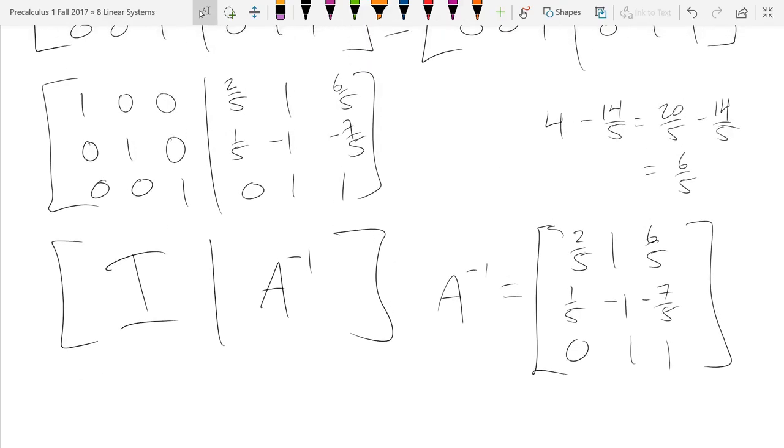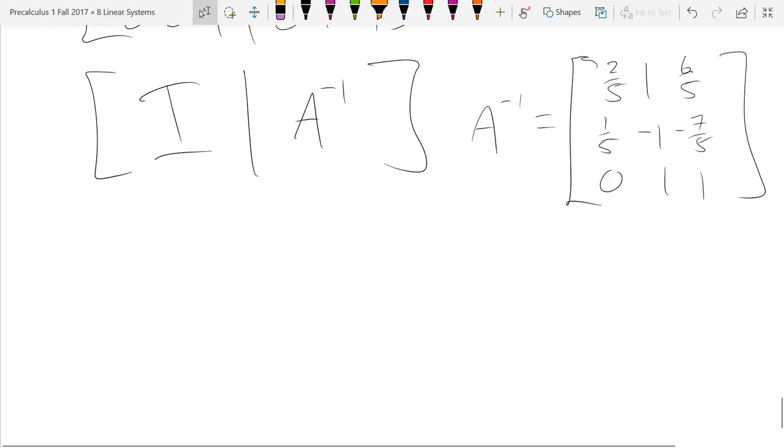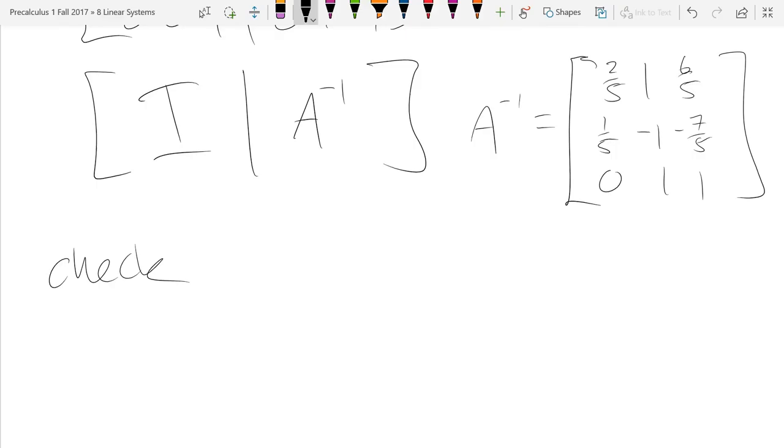Now for in-class quizzes and final exams, I'll try to pick a matrix that has a good inverse without fractions. Your take-home quiz is a different story, because you have as much time as you want on that one. So this would be a reasonable question for your take-home quiz. Let's check this and see, is this actually the inverse of the matrix A? We're going to multiply A times A inverse.